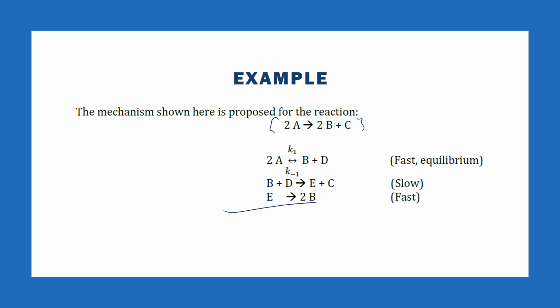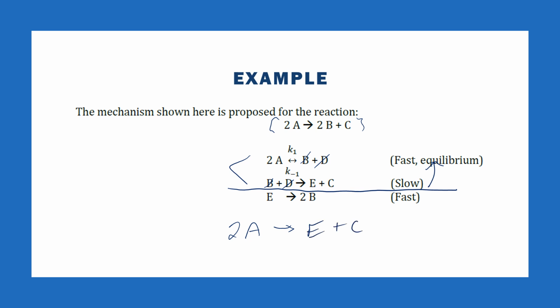You can still add all 3 together to add up to the overall, but we don't really need to do that since they gave us the overall. What we do need to do is add up the slow step plus anything before it. So just these 2 steps. So the B will cancel, it's an intermediate, and the D will cancel, it's an intermediate. So I'm left with 2A yields E plus C. And so my rate law is based off of that. It's k A squared. Now again, that's the slow step plus anything before the slow step.